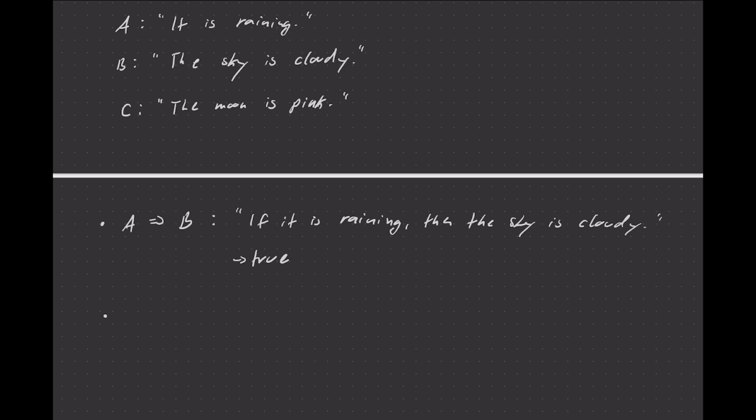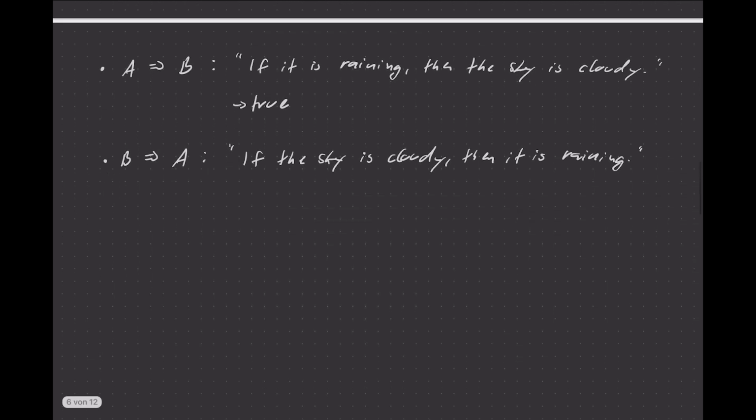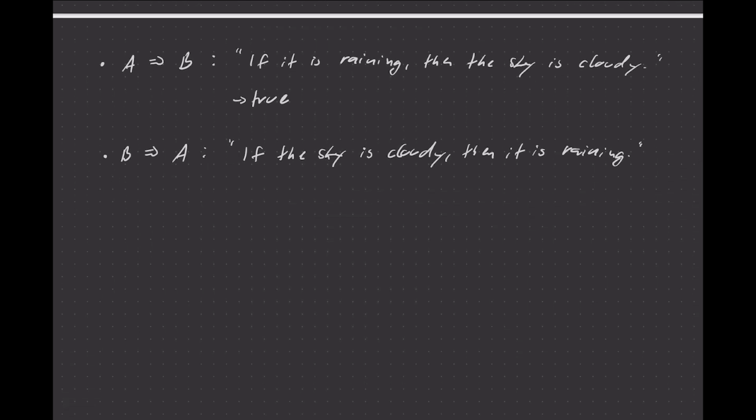What about the reverse? B implies A. Is that true? Well, that would be the statement if the sky is cloudy, then it is raining. And most of you know from experience that this is usually not true. A cloudy sky doesn't necessarily mean it has to rain. It could also snow, or there could be no rain or no downpour whatsoever. Okay, so this is usually a false implication.